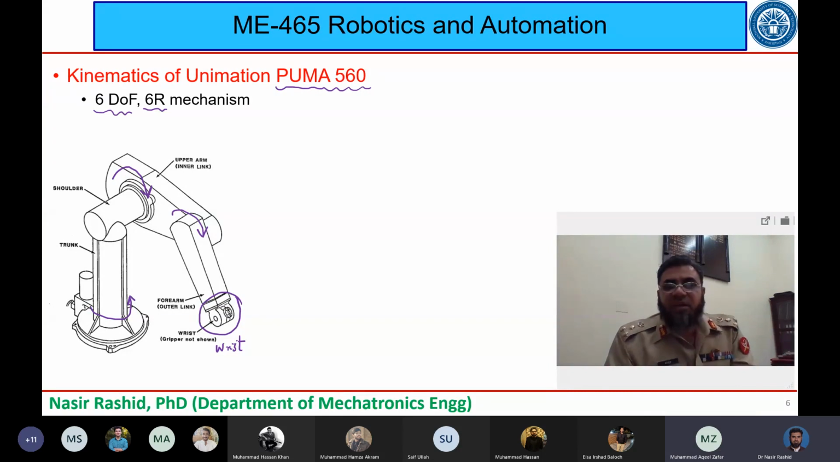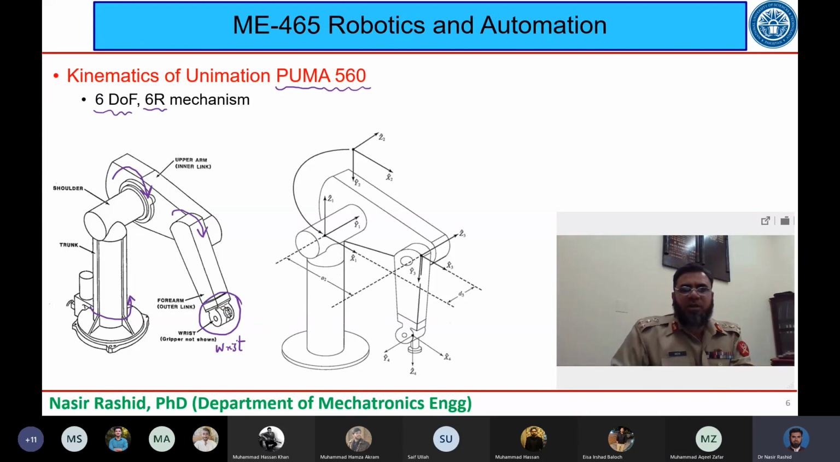My question is: how many degrees of freedom will the wrist joint have? 3. Very good. A wrist joint has 3 degrees of freedom. So let me now see how we can assign frames to this particular robot. You can see in this diagram, which is now revealed to you.